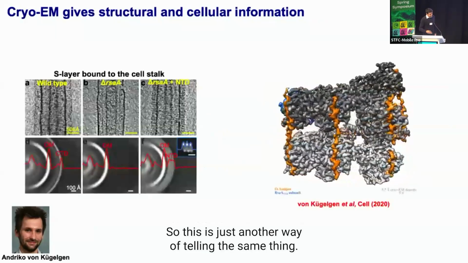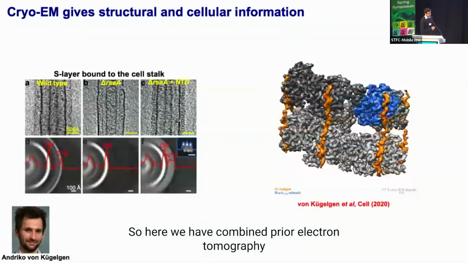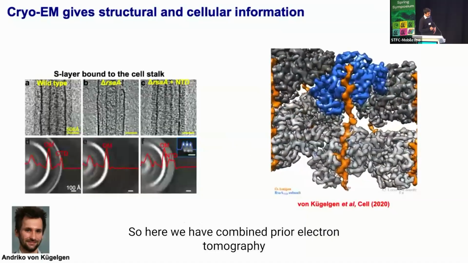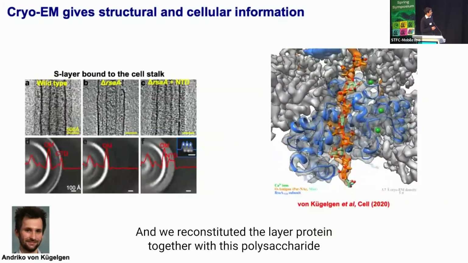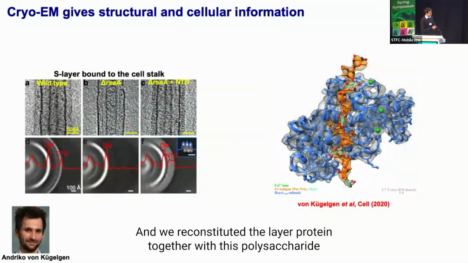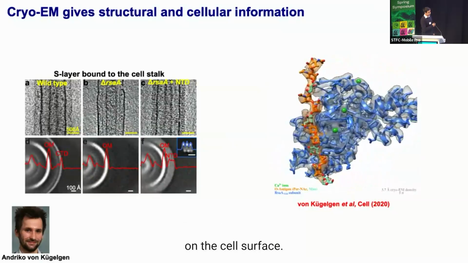This is just another way of telling the same thing. Here we have combined cryo-electron tomography to understand how this S-layer molecule is assembled on the cell. And we reconstituted the S-layer protein together with this polysaccharide to get hints of how this molecule could be arranged on the cell surface.